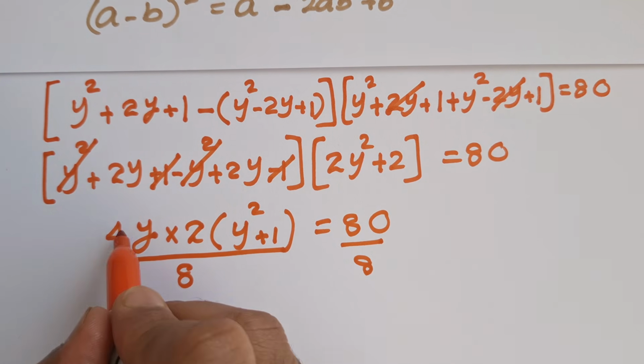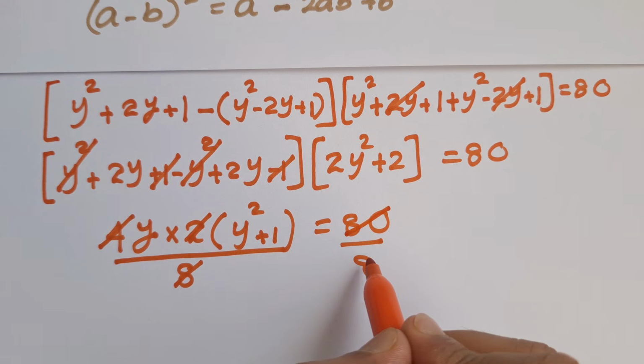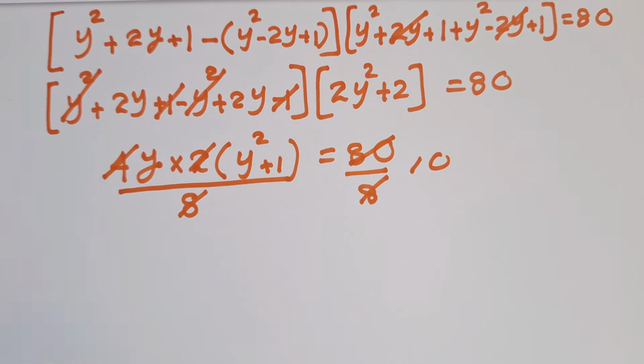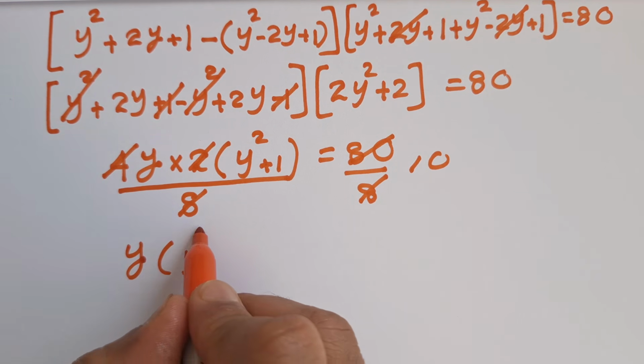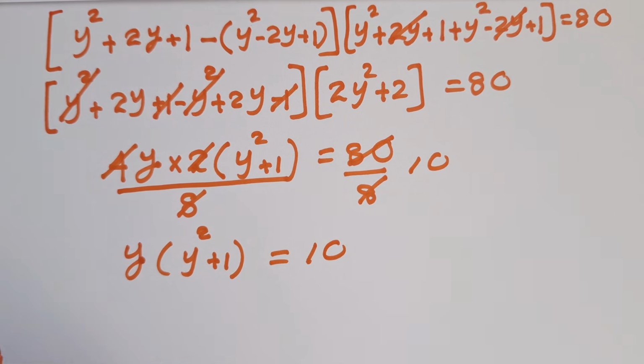Here 4 times 2 is 8. 8 and 8 are going to be cancelled out. Here if you divide 80 by 8, the answer is 10. So then I will have y times (y to the power of 2 plus 1) is equal to 10.